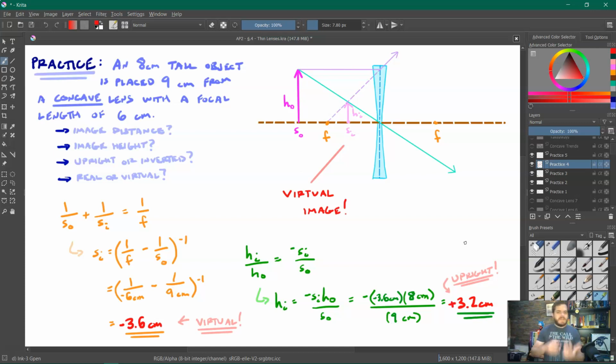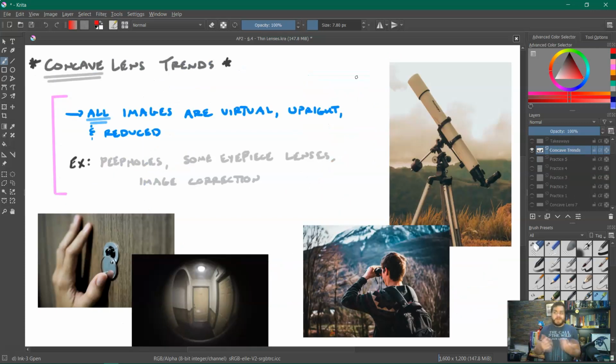The light rays are once again not actually converging here, they actually diverge on the opposite side, but if you were to backtrack them, they would appear to converge at this point. And just like how convex mirrors were in a lot of ways simpler than concave mirrors, concave lenses are simpler than convex lenses, and they really only have a single trend, which is that all images produced by concave lenses are virtual, upright, and reduced. They're going to appear smaller.